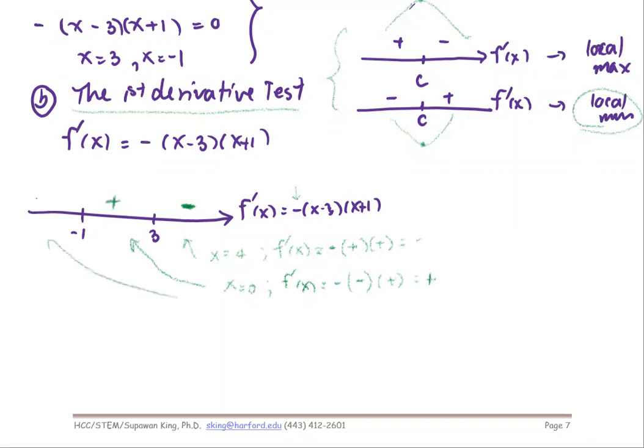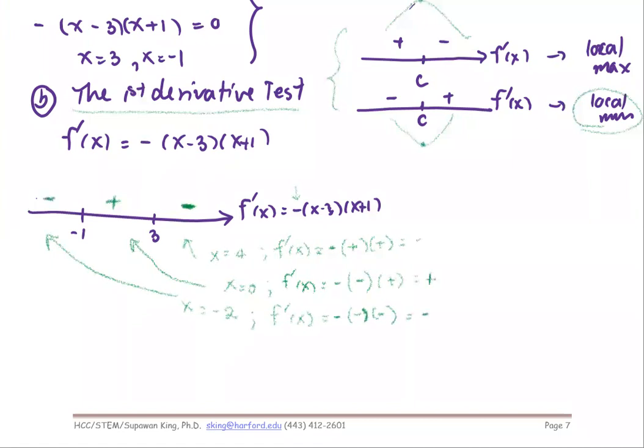And then the leftmost interval, pick a value that is less than negative 1. For example, x is negative 2. If x is negative 2, the derivative, the f prime, is going to be negative multiplied by negative 2 minus 3, that is negative 5, or negative sign. Negative 2 plus 1, that's another negative sign. So overall, the f prime is going to be negative for this interval.